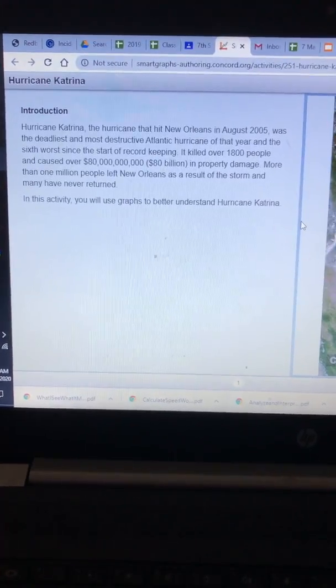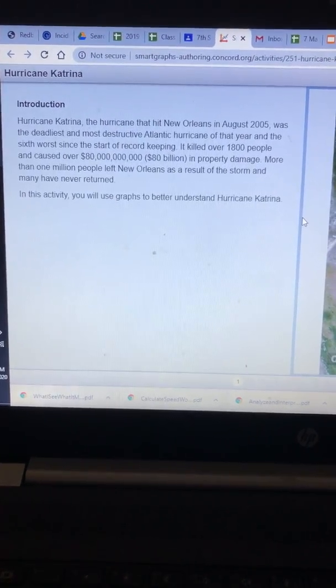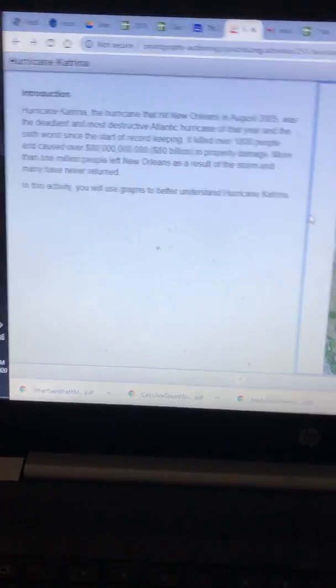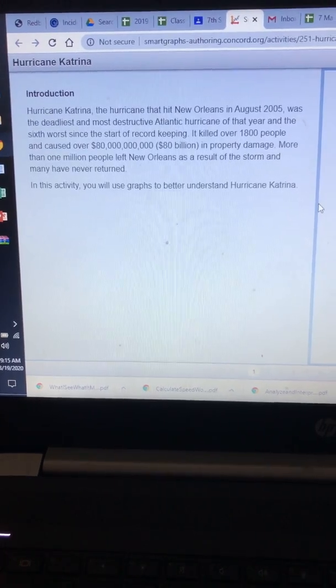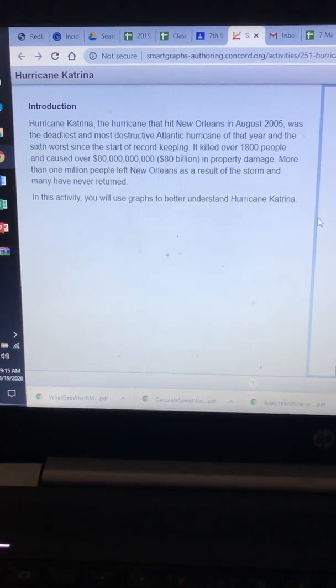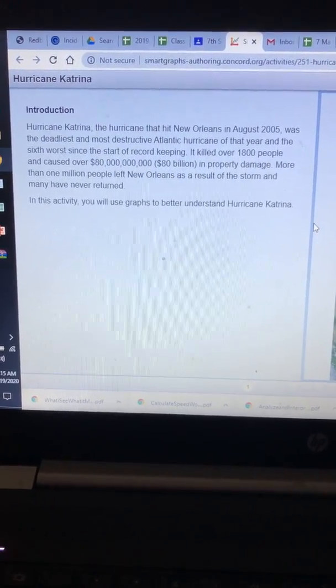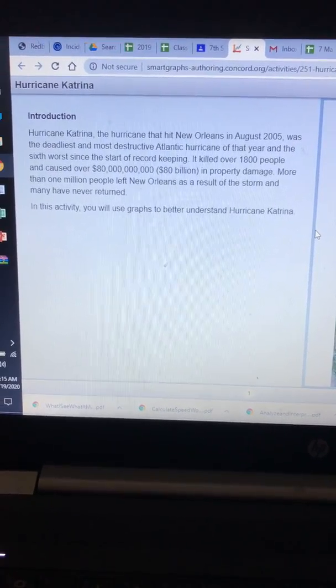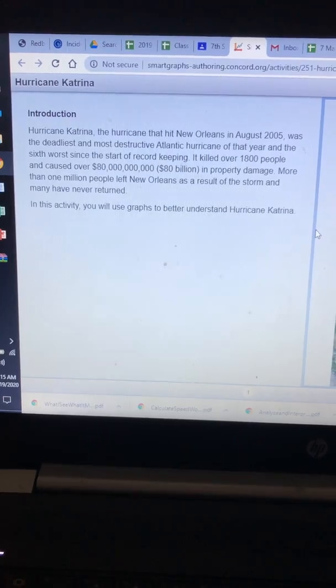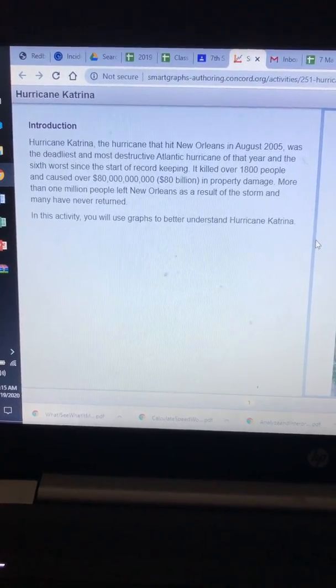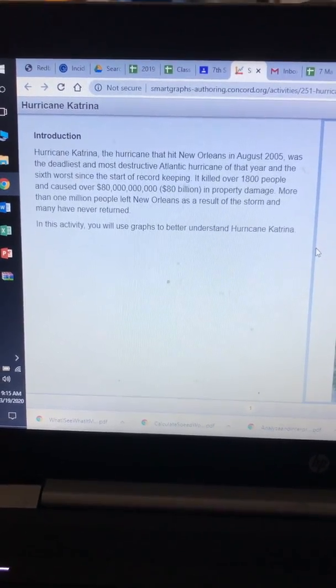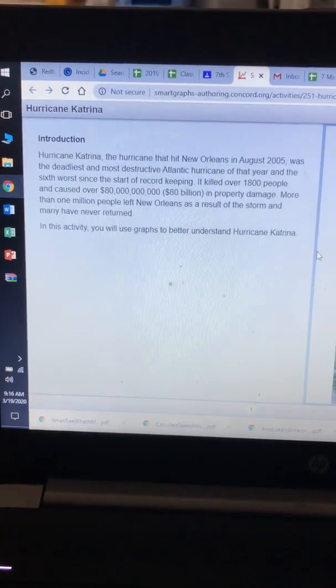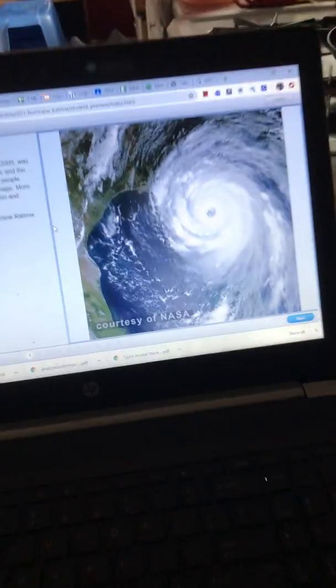So Hurricane Katrina, the hurricane that hit New Orleans in August 2005, was the deadliest and most destructive Atlantic hurricane of that year, and the 6th worst since the start of record keeping. It killed over 1,800 people and caused over $80 billion in property damage. More than 1 million people left New Orleans as a result of the storm, and many have never returned. In this activity, you will use graphs to understand Hurricane Katrina.